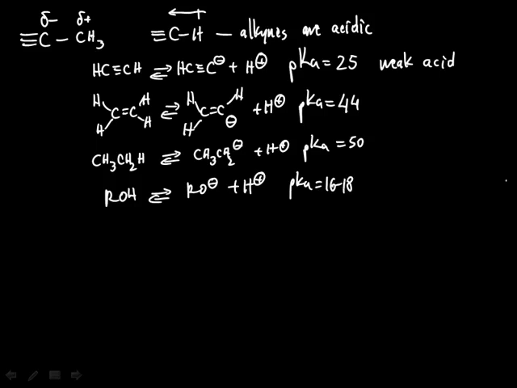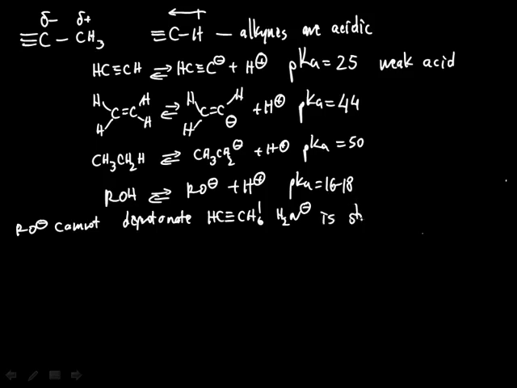Which means that RO minus is too weak of a base to deprotonate acetylene. But a base that is strong enough would be NH2 minus, which is conveniently prepared from ammonia and sodium. So NH2 minus is strong enough because the pKa of ammonia is greater than that of alkyne, 35.